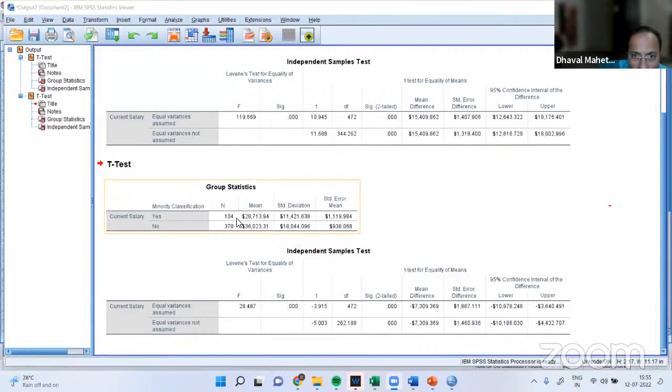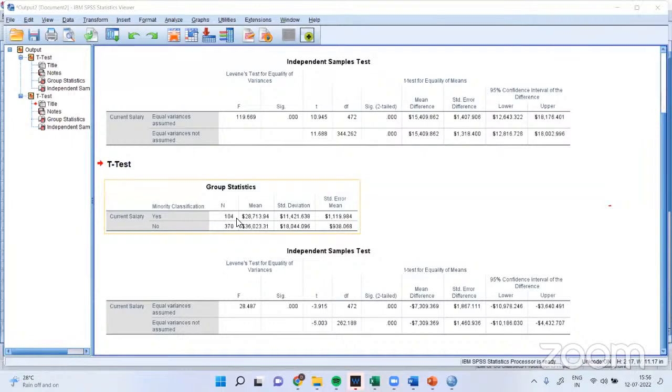So thank you all of you. This was all about the independent sample t-test, and tomorrow we will be discussing more about the t-test, ANOVA, regression and correlation. Many more things to come. Yeah, go on.